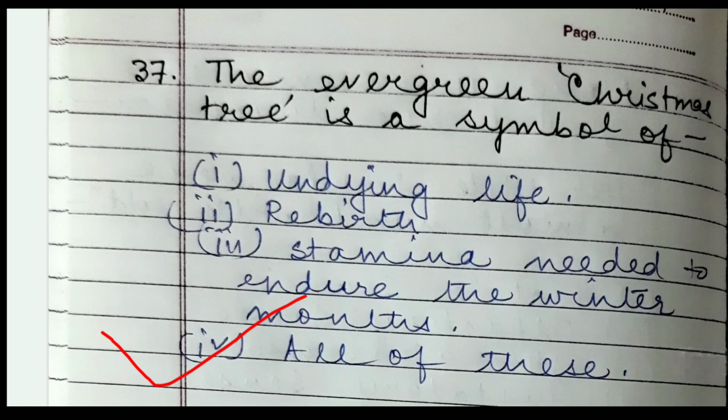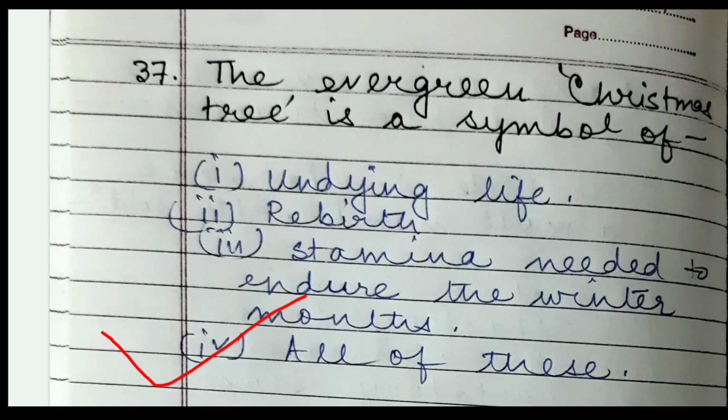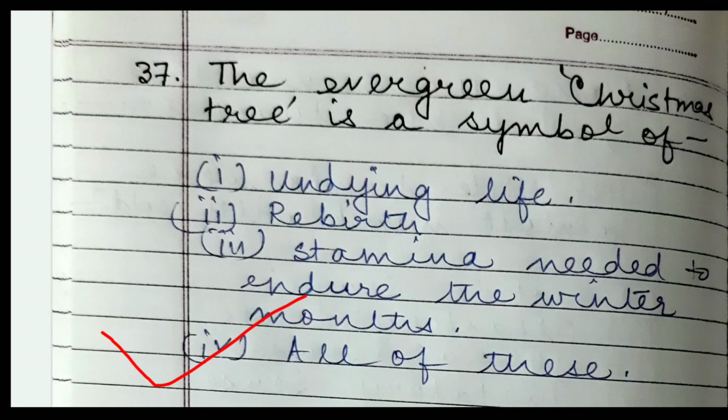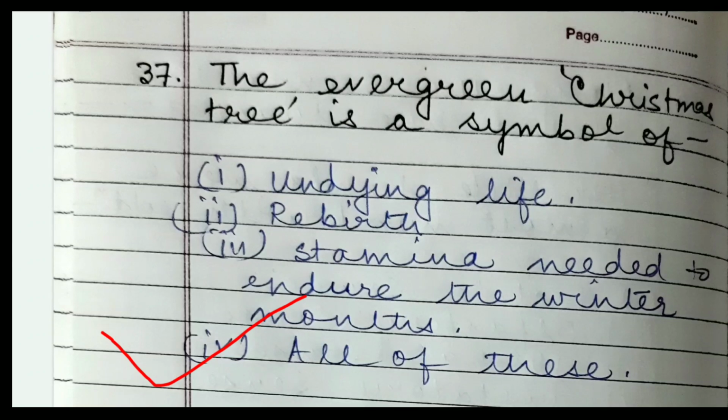Why? Because it is an evergreen Christmas tree, and the Christmas tree is definitely a symbol of undying life. It is a symbol of rebirth, and it is a symbol of the stamina that is needed to endure the winter months. And so the right answer is option 4, all of these.